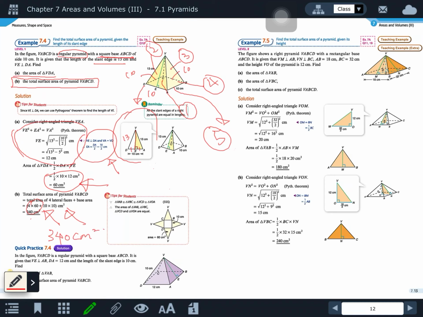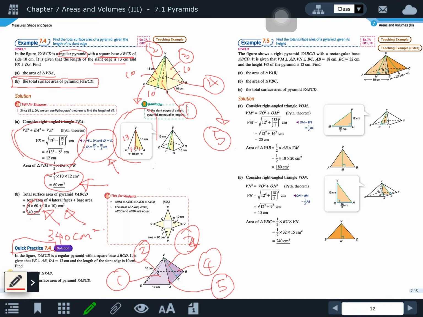Okay, it's not difficult, so you can try to do the quick practice 7.4 by yourself, and let's see if you can handle it. In this quick practice also, you're adding up all faces, these lateral faces, 3 and 4, and then the base will be the 5th. Okay, you can try it out.